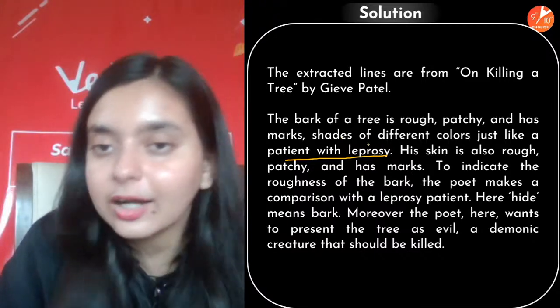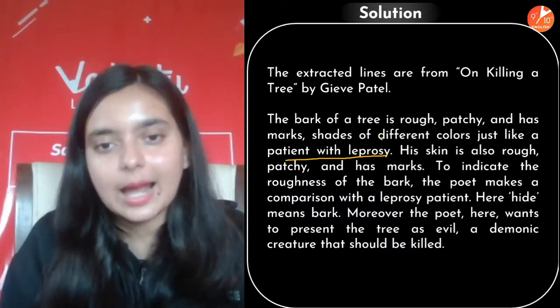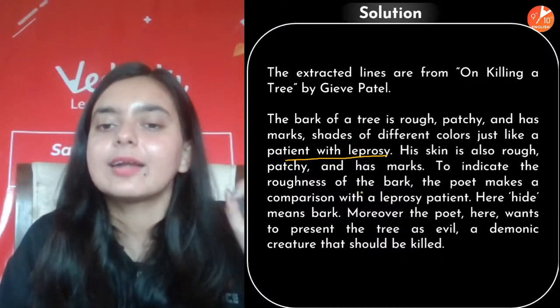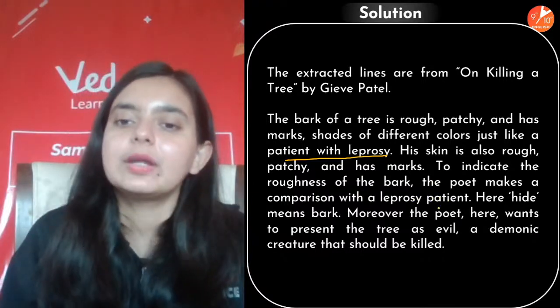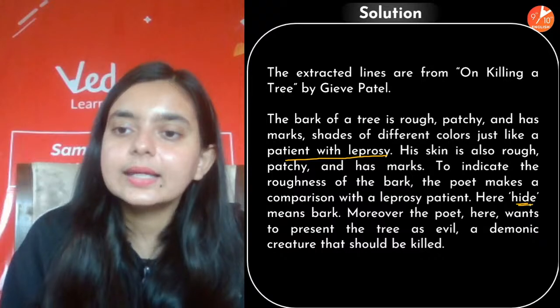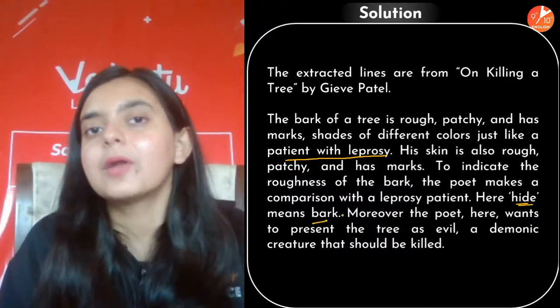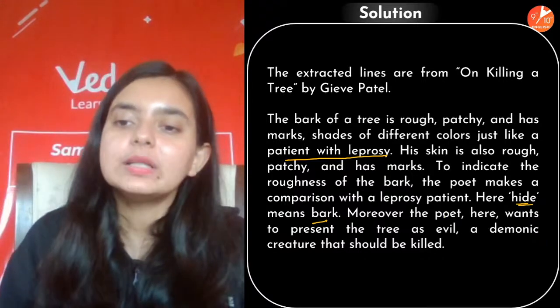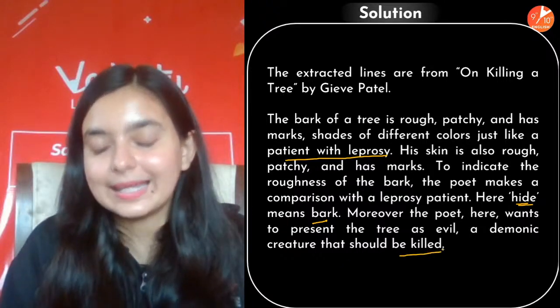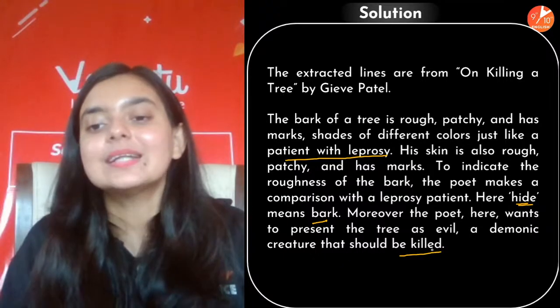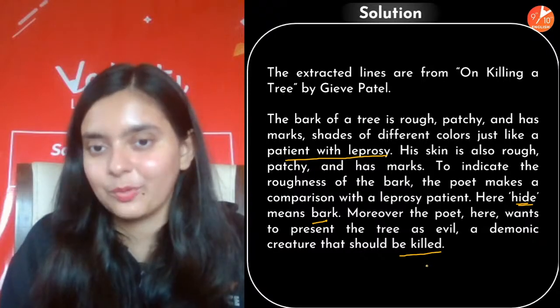And yes, I think Neha talked about metaphor. So yes, you're absolutely correct. To indicate the roughness of the bark, the poet makes a comparison with a patient suffering from leprosy. Hide here means bark or the branch, right? Moreover, the poet here wants to present the tree as evil, a demonic creature that should be killed. Yes, but this is in a sarcastic way.